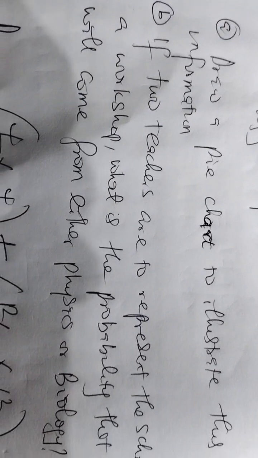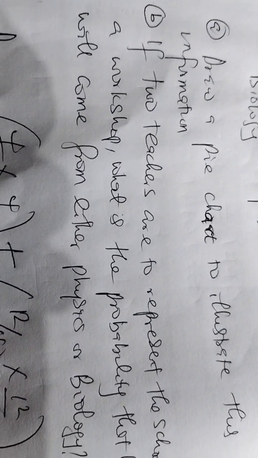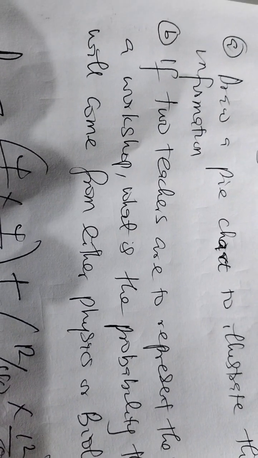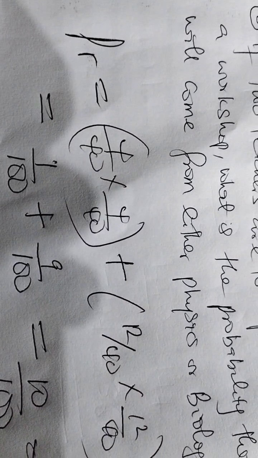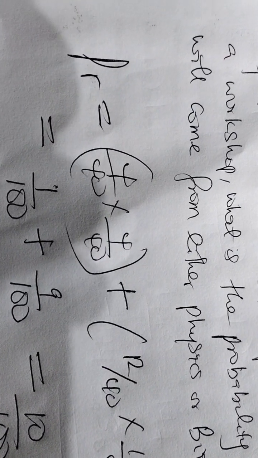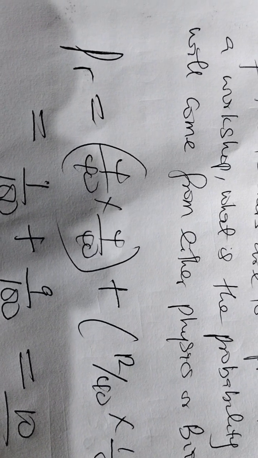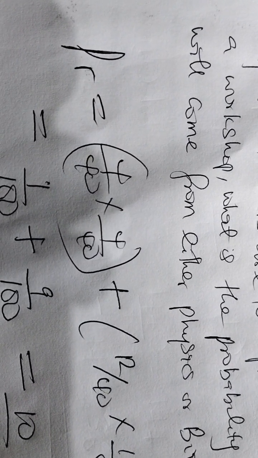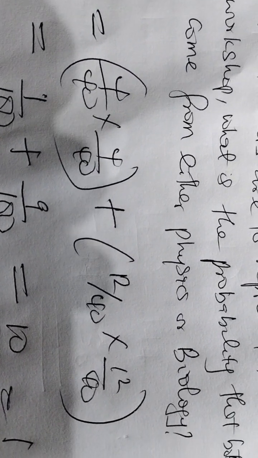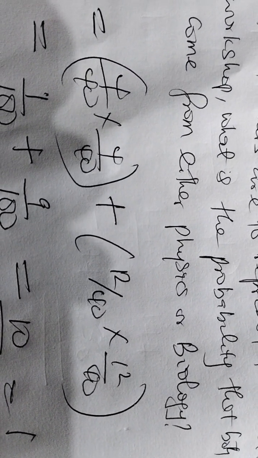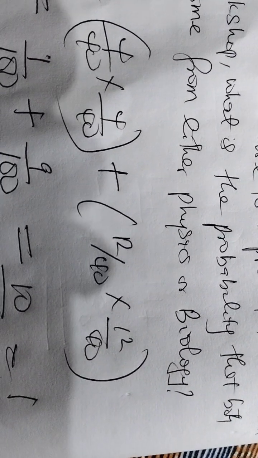The next question says, if two teachers are to represent the school in a workshop, what is the probability that both will come from either physics or biology? So we have the solution. Probability of selecting a teacher from physics is 4 over 40. Then selecting two teachers from physics will be 4 over 40 times 4 over 40. Probability of selecting a teacher from the biology section is 12 over 40. Selecting two teachers from biology is 12 over 40 times 12 over 40.